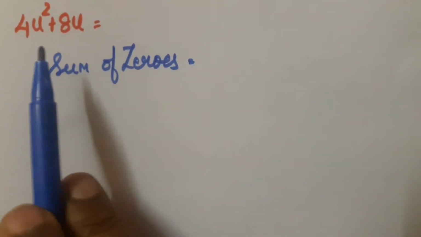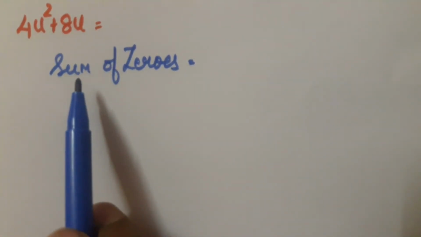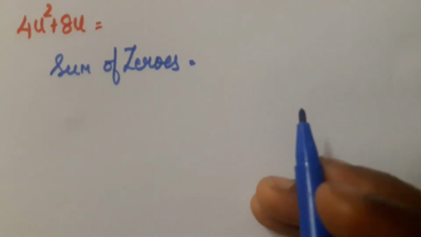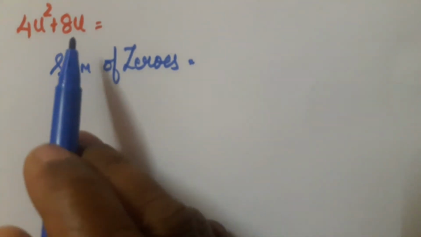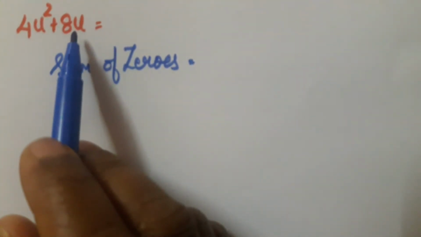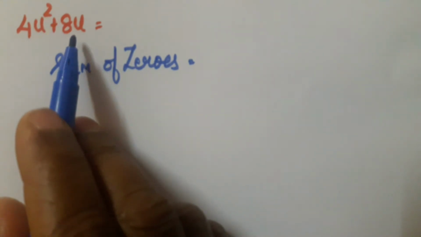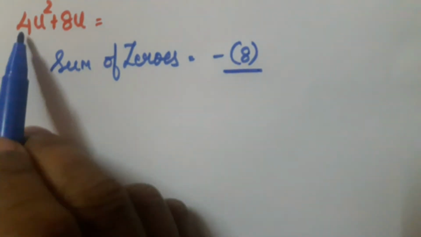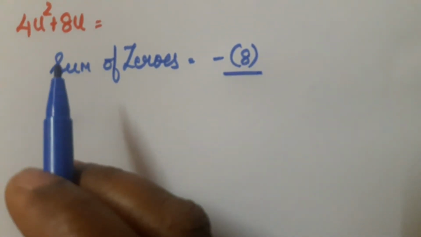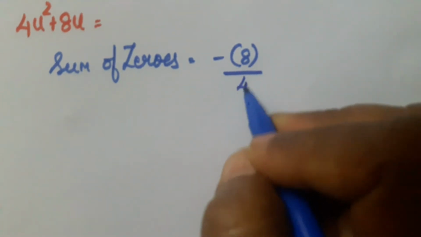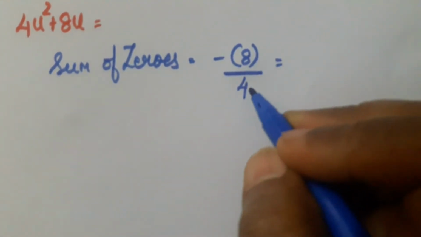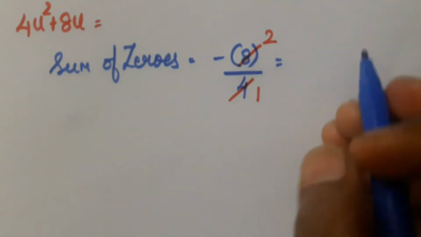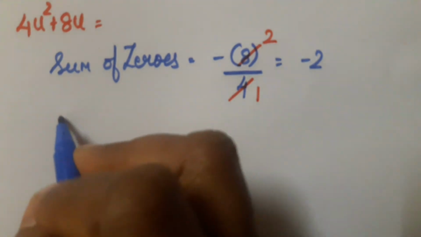Okay, our next sum is 4u square plus 8u. Let us find it using the alternate method, that is, the sum of zeros is equal to minus the coefficient of x. Now here we are going to take the coefficient of u, since u is the variable. So minus of 8 divided by the coefficient of u square. So the u square coefficient is 4. So you have minus 8 by 4. So I can reduce it further. 4 ones are 4 and 4 twos are 8. So I have minus 2. What is the product of zeros?